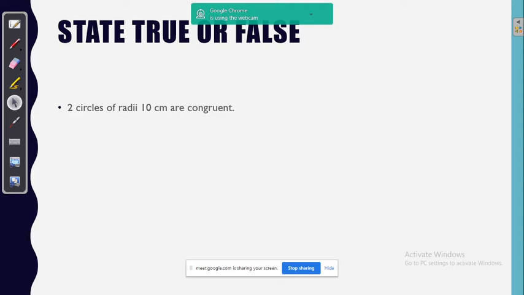So two circles are congruent if they have the same radii or same diameter. We can say both. So here these two circles are congruent because their radii is same. It is 10 centimeter. Even Ramya has given the reason also. Good. Now the next one. Two squares of side 4 centimeter are congruent. Is that a true statement or a false statement?